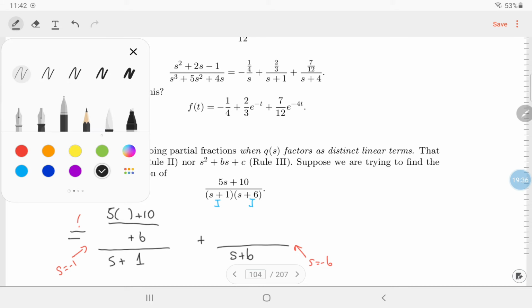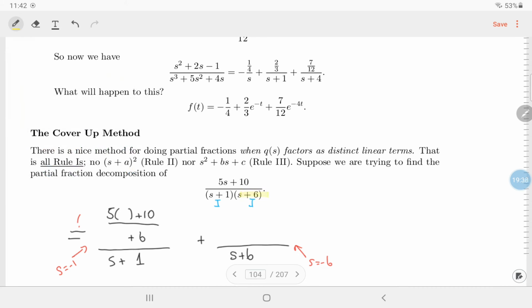For the other one, you cover up the s plus 6, and you're left with 5s plus 10 over s plus 1, and you substitute s equal to minus 6 into that. Once you get it, it might seem complicated at the start, but eventually you'll be delighted to have it, and it's handy.